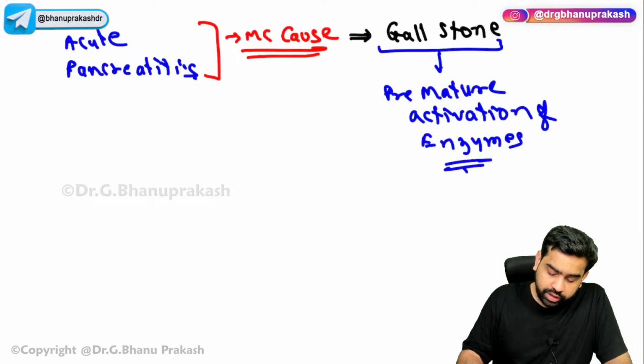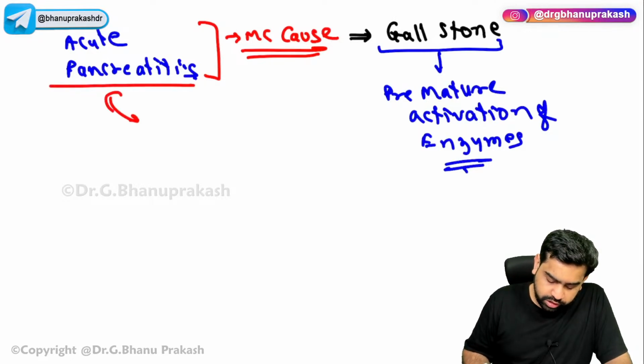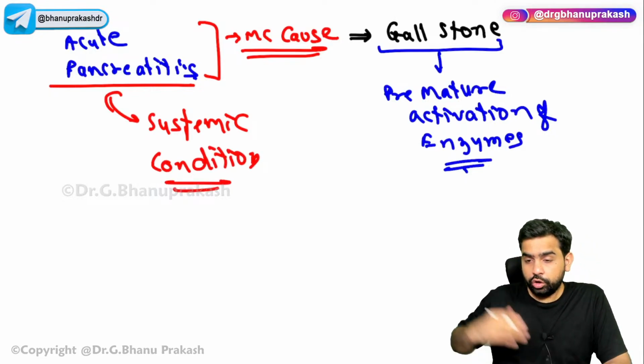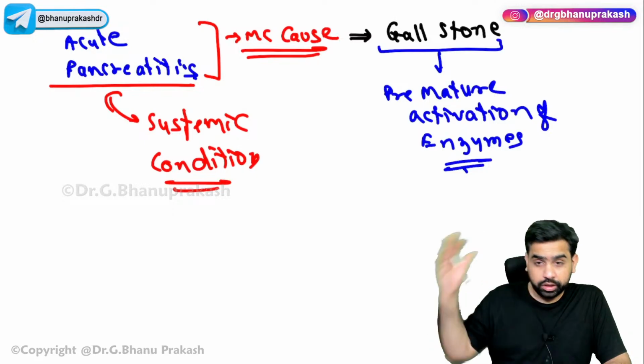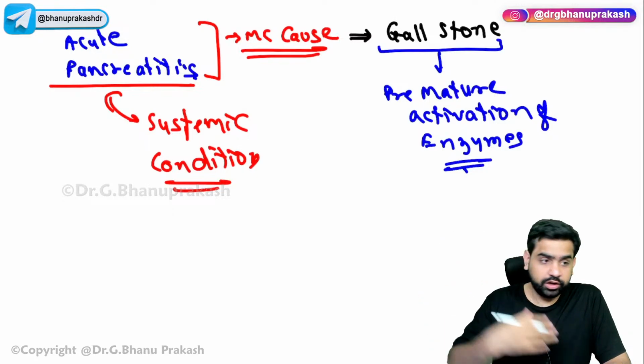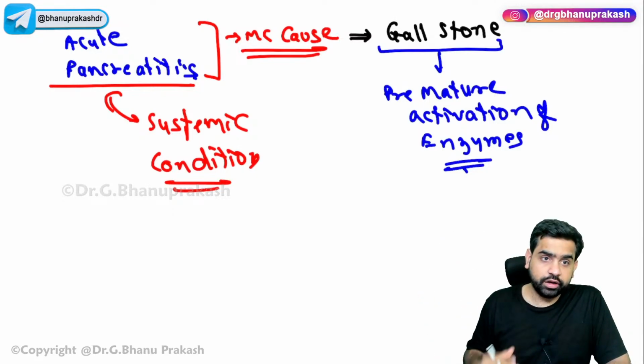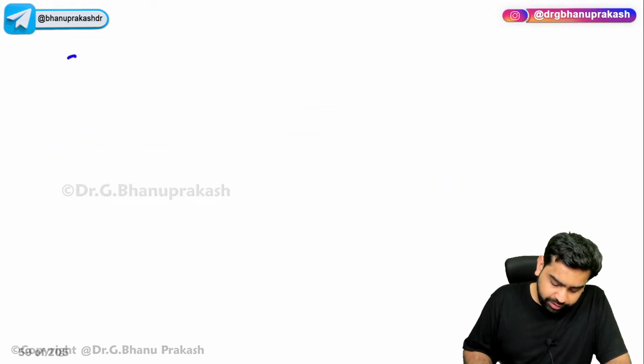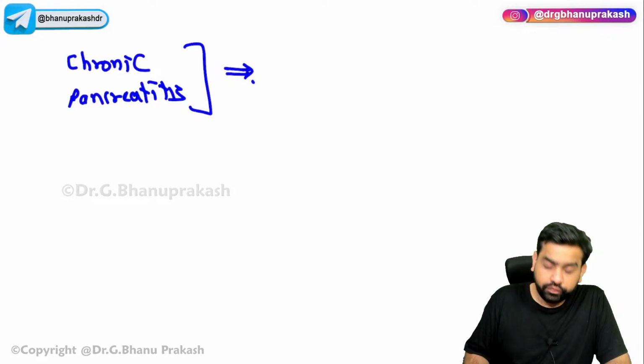And because of this, acute pancreatitis is a very much systemic condition. What you need to understand is that there is local pain and local inflammation, and even systemic manifestations like ARDS and heart failure are associated with acute pancreatitis. On the other hand, in chronic pancreatitis, there are recurrent attacks of acute pancreatitis.